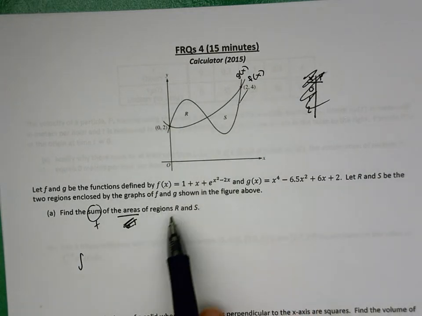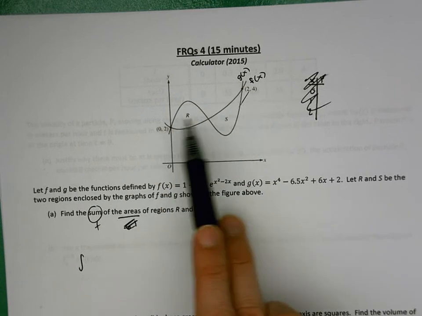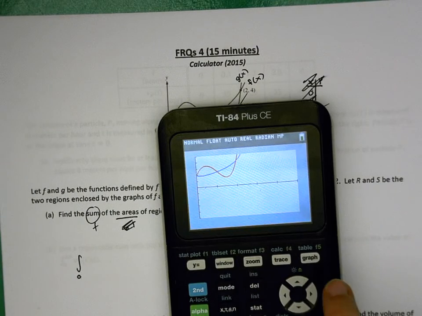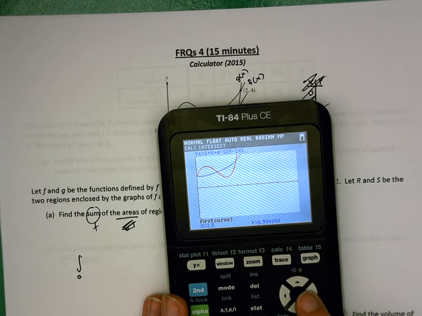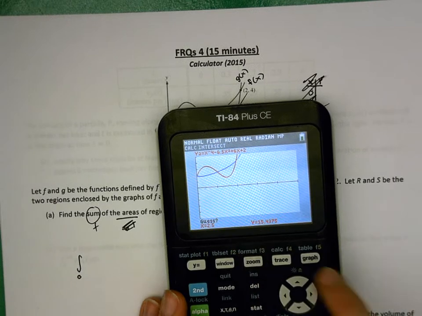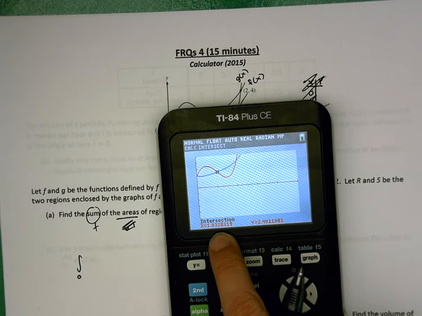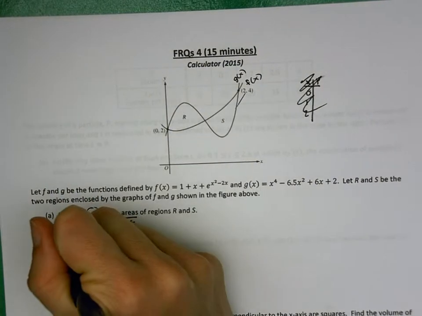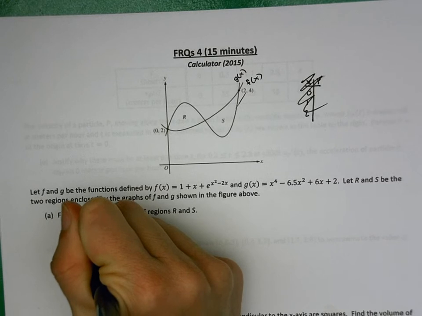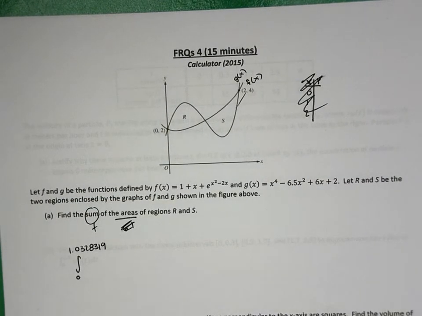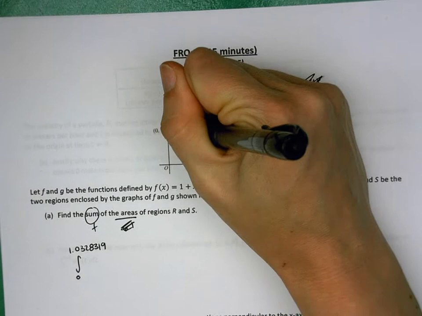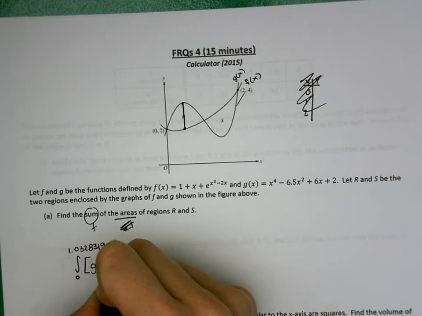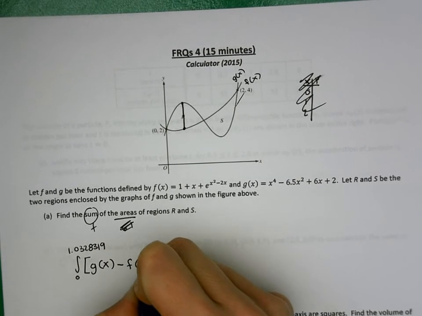So first region here, my R region, goes from 0 to that intersection point. Then you could take your calculator, do second calc, intersection, first curve, second curve. That intersection looks like it's around 1, and I find out that that intersection is at 1.0328319. And in that region, upper minus lower. My upper in this case was the g of x function. My lower in this case was the f of x function.